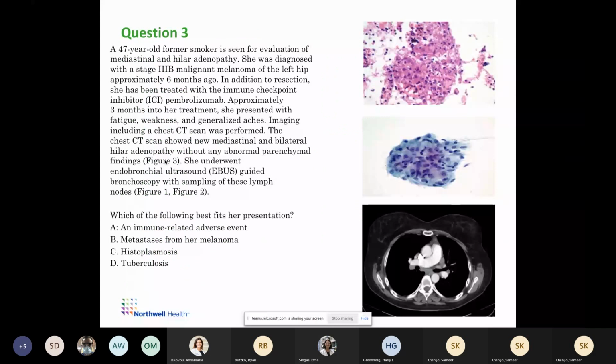So we'll go to another question, question 3. A 47-year-old former smoker is seen for evaluation of mediastinal and hilar adenopathy. She was diagnosed with stage 3B malignant melanoma of the left hip approximately 6 months ago. In addition to resection, she has been treated with the immune checkpoint inhibitor pembrolizumab. Approximately 3 months into her treatment, she presented with fatigue, weakness, and generalized aches. Imaging, including a chest CT scan, was performed. The chest CT scan showed new mediastinal and bilateral hilar adenopathy without any abnormal parenchymal findings. She underwent EBUS-guided bronchoscopy with sampling of these lymph nodes in figures 1 and 2. Which of the following best fits her presentation?